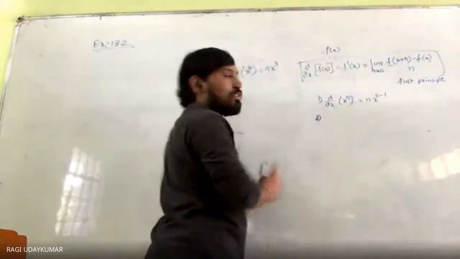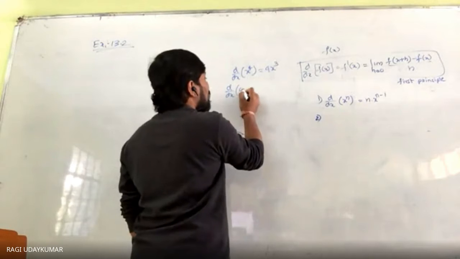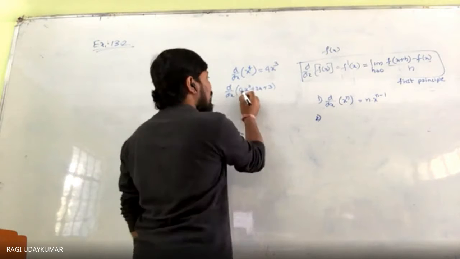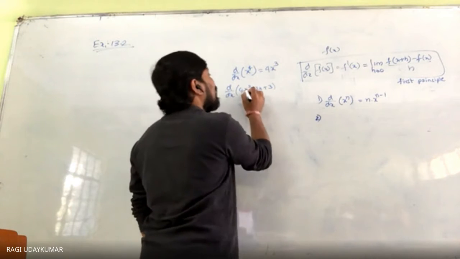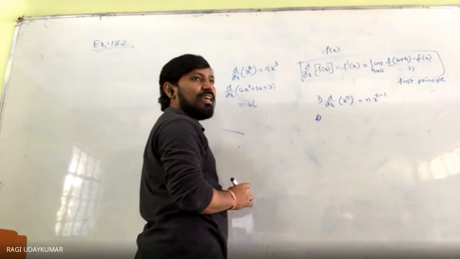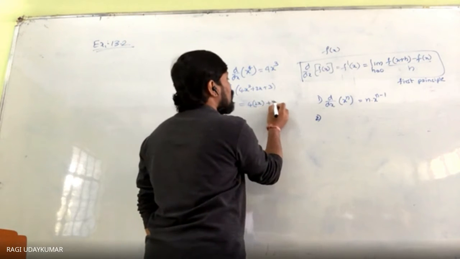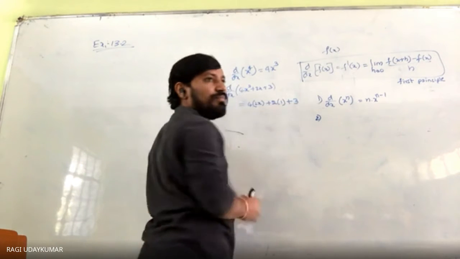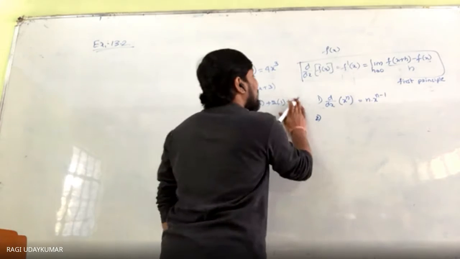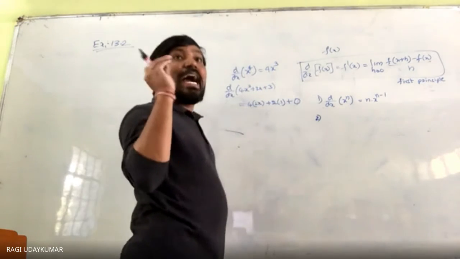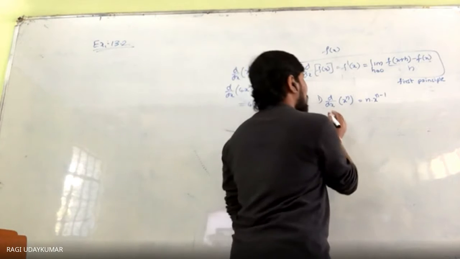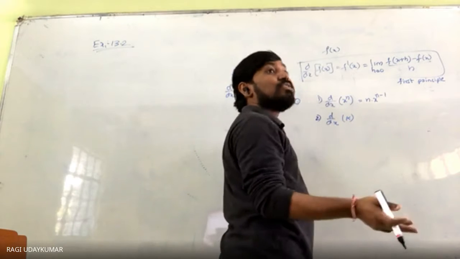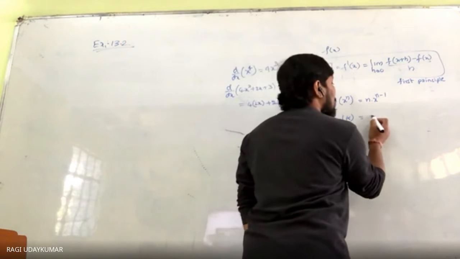So this is the formula. Suppose it is asking you to find d by dx of 4x square plus 2x plus 3. The 4 is a constant, so the differentiation of x square is how much? 2x. Plus 2 into the differentiation of x, how much? 1. Then plus 3, will it be 3? No, it will be 0. So the derivative of any constant is 0. So d by dx of any constant, where x is not there, is equal to 0.